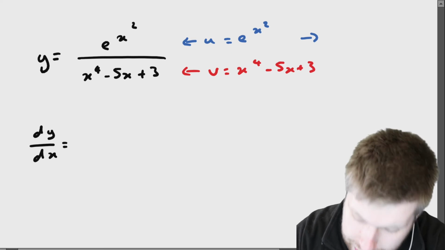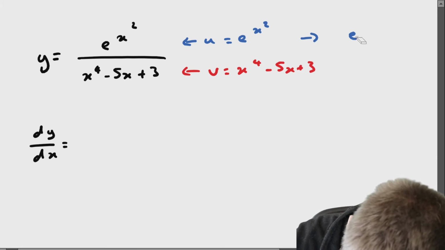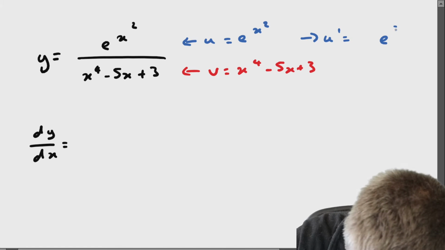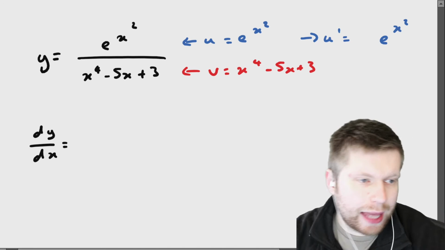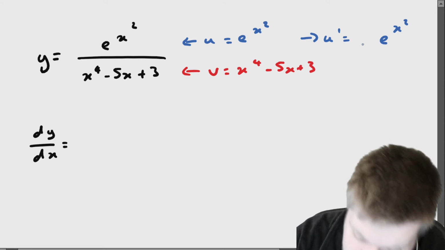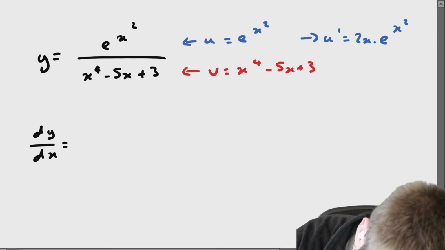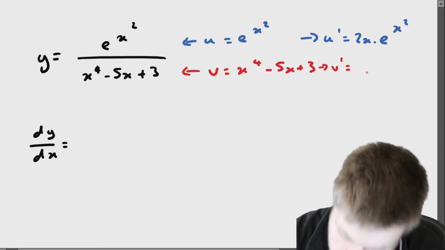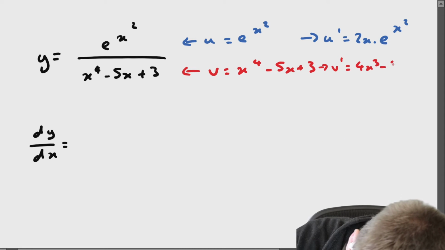E to the power of something is just e to the power of something. So let me write down properly. Derivative of u is equal to, well, e to the power of something is e to the power of something, so e to the x squared, multiplied by that power, so the derivative of x squared, that's going to be 2x. Now, if I do the same with derivative of v, that's nice and easy. It's just a straightforward polynomial. So derivative of v should be 4x cubed minus 5.